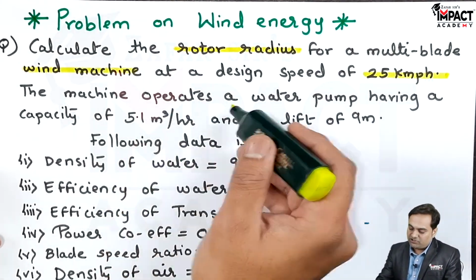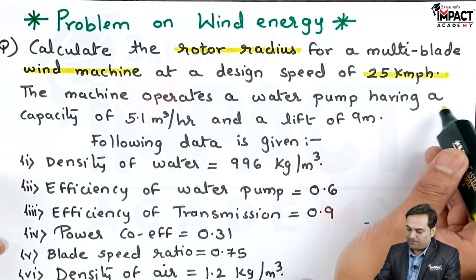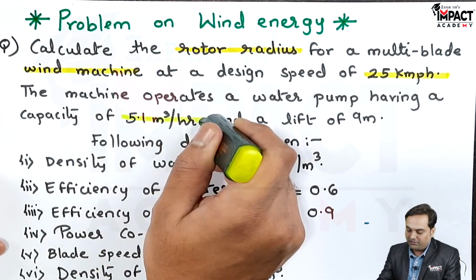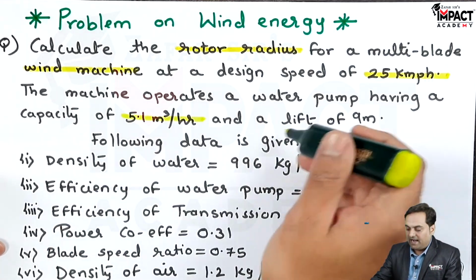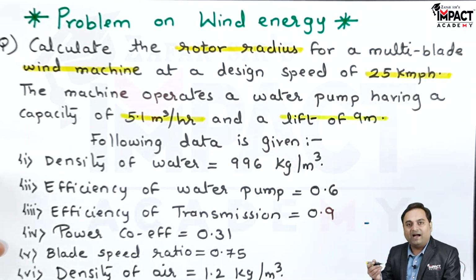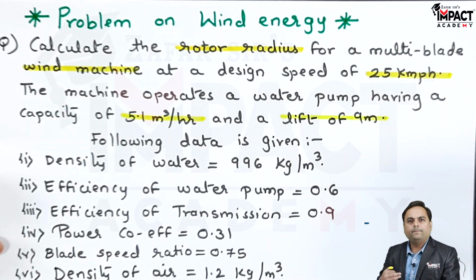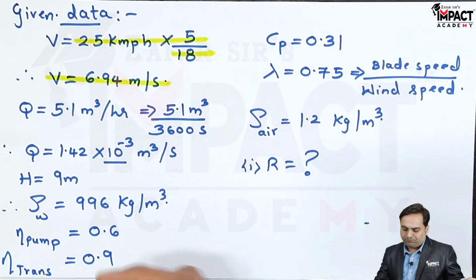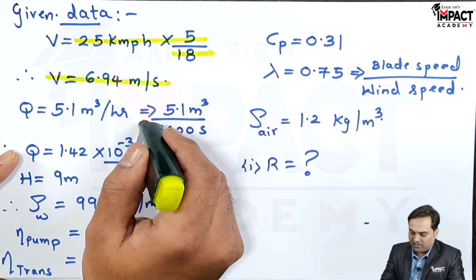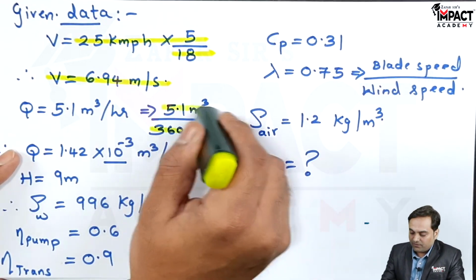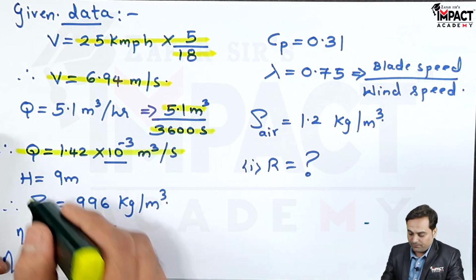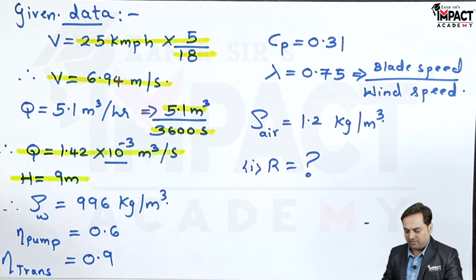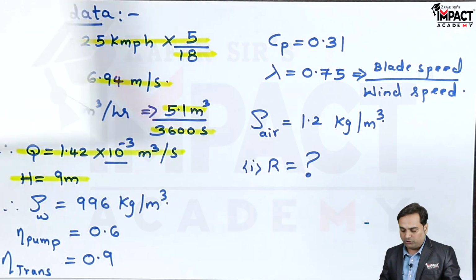next is the machine operates a water pump having a capacity of 5.1 meter cube per hour. It means with the help of this wind machine, we will be operating a water pump whose capacity is given and a lift of 9 meter whose height is given. Height is the total head of the pump. So discharge is 5.1 meter cube per hour. Dividing this by 3600 will give me the value in terms of meter cube per second. So that is the discharge given of the pump, and the height of the pump is 9 meter, the height up to which it will pump the water.